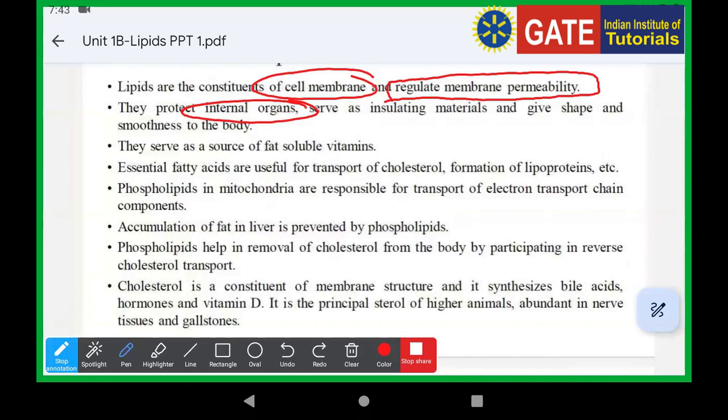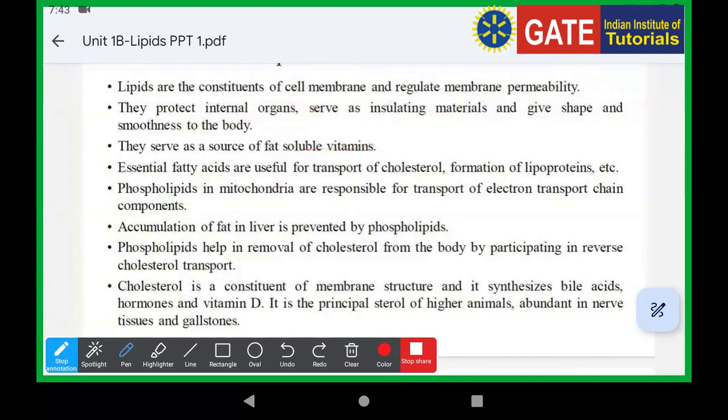Lipids protect internal organs, and they insulate the organism. They keep the body warm and help to maintain the temperature of the body. And lipids are the source of fat soluble vitamins. Fat soluble vitamins are vitamin A, vitamin D, vitamin E, and vitamin K. These are fat soluble vitamins.